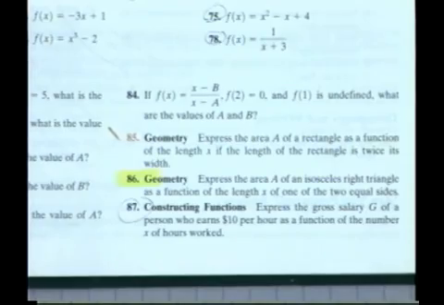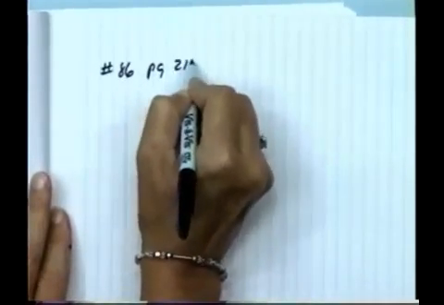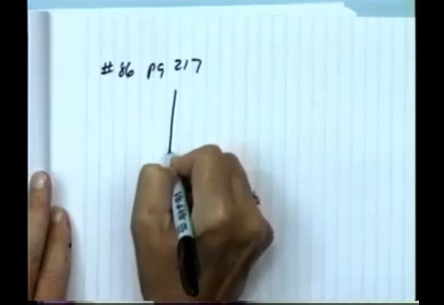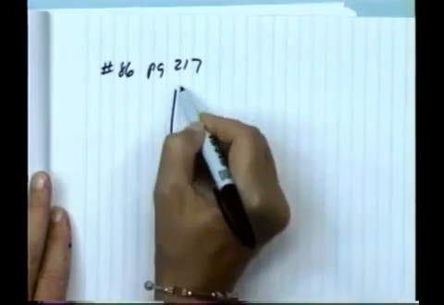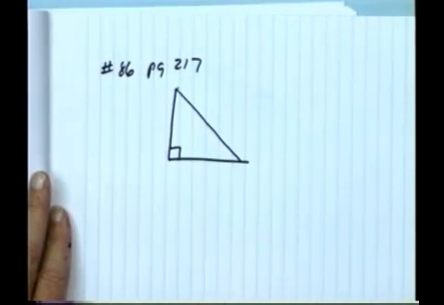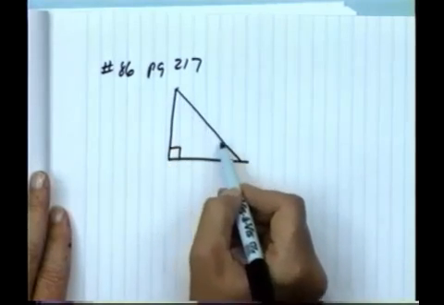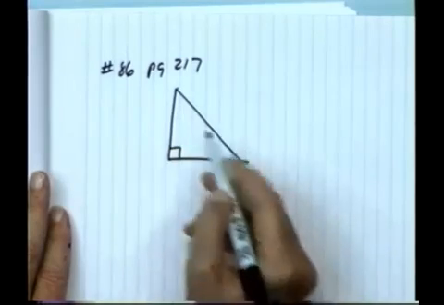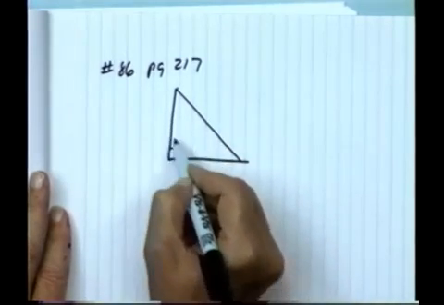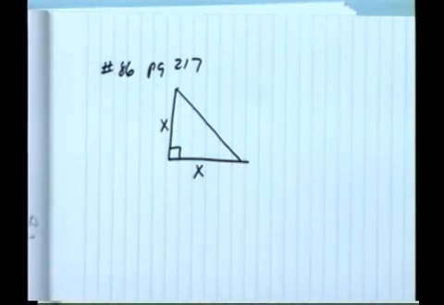All right, so let's draw our right triangle. This is number 86 on page 217. A right triangle, so we've got to have a right angle in it. This is my right angle. And if it's isosceles, what's this line right here called? Hypotenuse. And these are called the sides of the right triangle. And it said the sides are x times x.